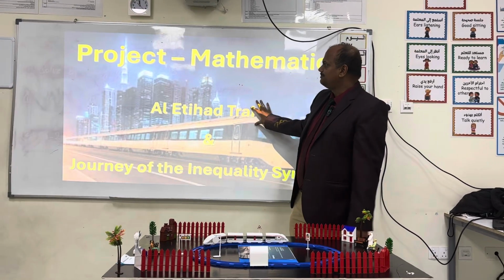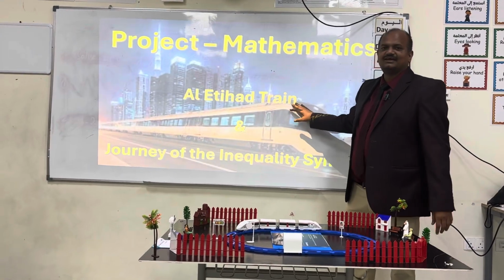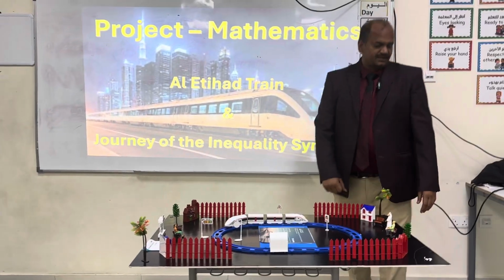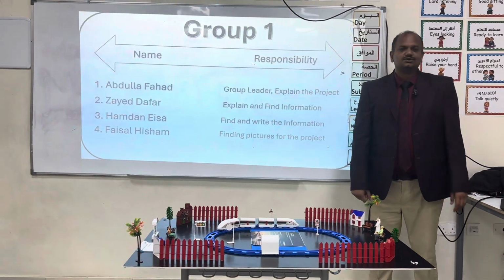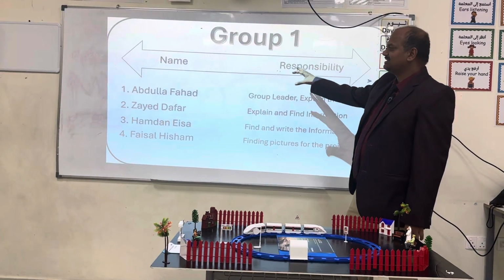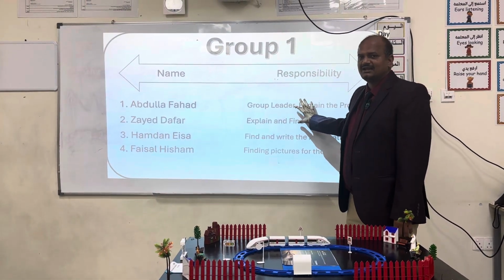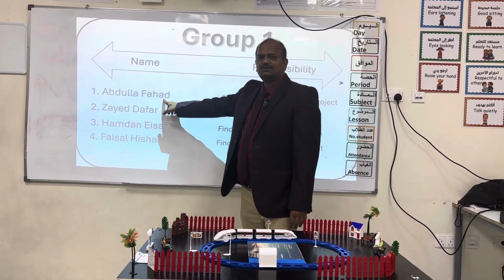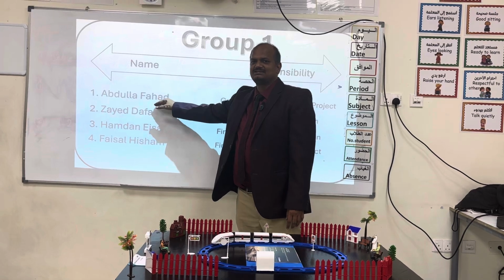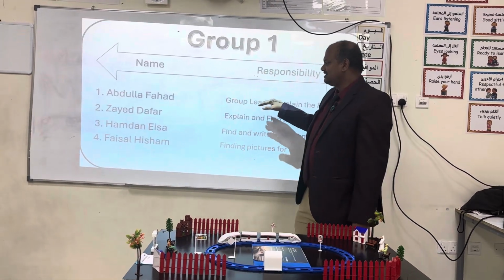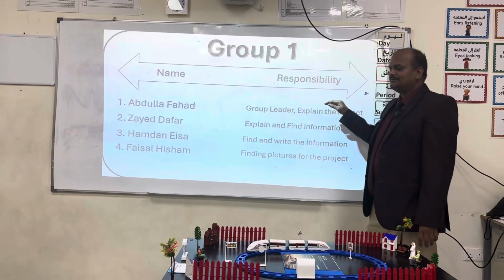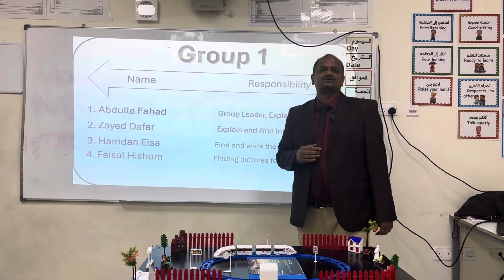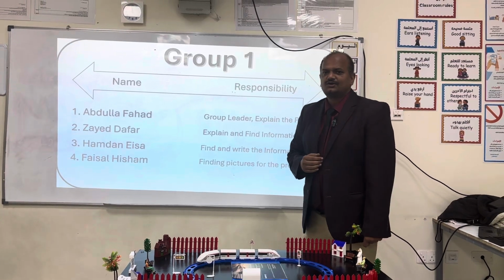So, this is the group project for Al Etihad train and journey to the mathematical symbols. Okay. Now, first you will introduce your group. For example, this group I have taken from one of my classes. So, as a group leader, you will introduce yourself. You will say, my name is this. For example, here I take the name Abdullah Fahad, and then he will say, I'm the group leader, and my responsibility is to explain the project, or whatever responsibility you have taken for your group.